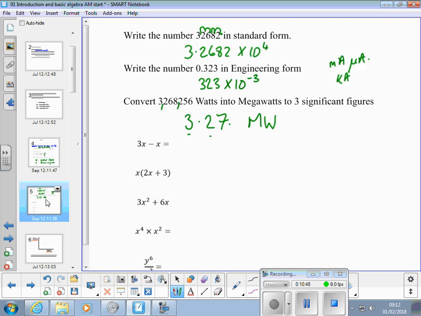What is the answer to 3x minus x? 2x, yeah. That's put there because sometimes there's a mistake that some people will say the answer to that is 3. But that is 3 times x. Take away one of those x's, you've got 2x. Alright? What is the answer to this? Yep. 2x squared plus 3x, i.e. we multiply everything in the bracket by what's outside the bracket.